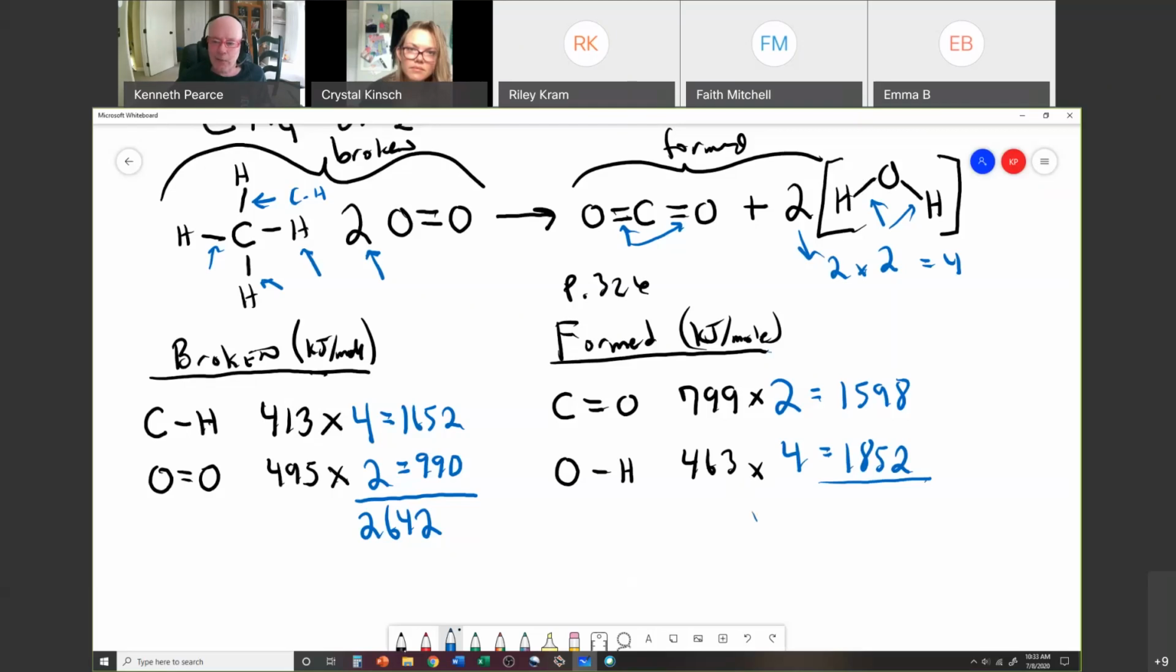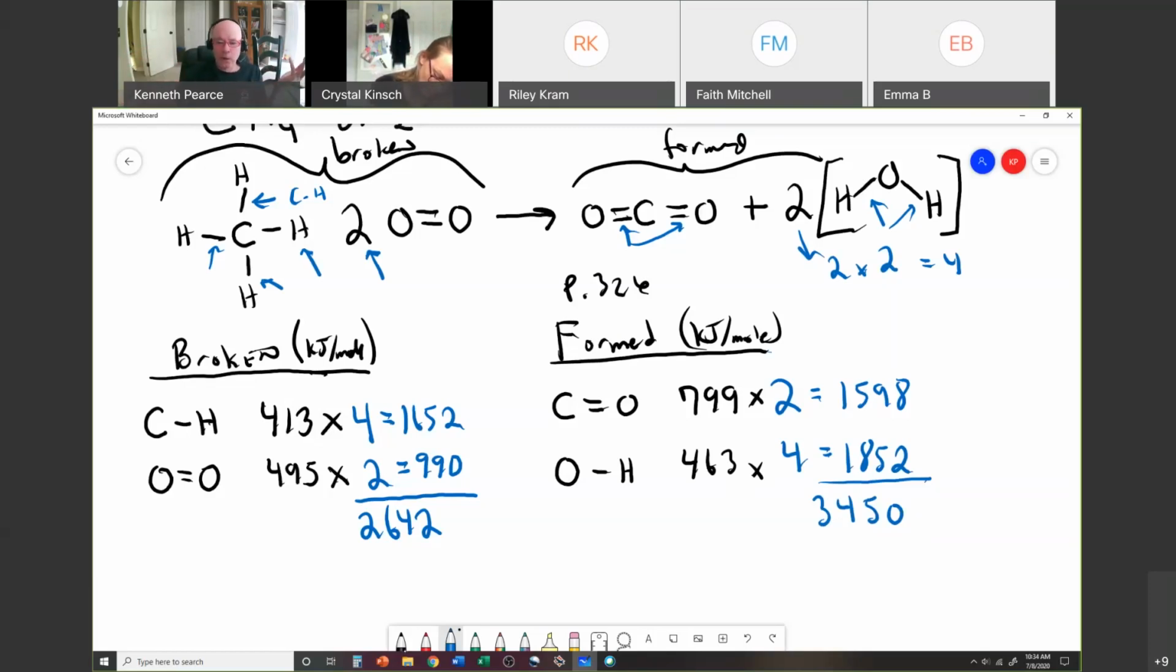But anyway, let's go ahead and add them up, because that's what it means to be a sum. So we take our 1852 plus our 1598, and I get 3450, and that's kilojoules per mole. Now what? This is the reason why I'm doing this step by step and individual step instead of trying to lump them all together in one big formula, because it's easier to keep track of this way. So I've broken all the bonds. I've formed the bonds. Now what do we do?